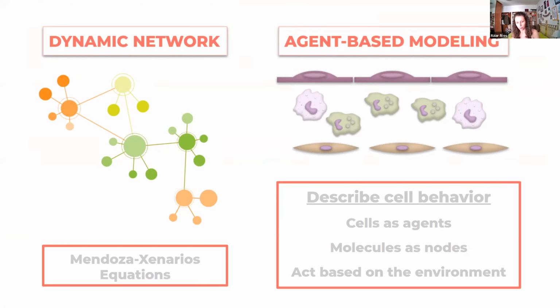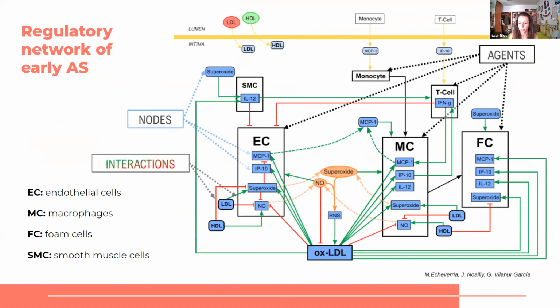So in the next slide, we can see the network that we are defining. In the network, we can see the agents of our network, which are the cells, and we can see them in black squares. We can also see these items, the molecules, which are in blue squares, and we can also see the interactions or relationships between these molecules.